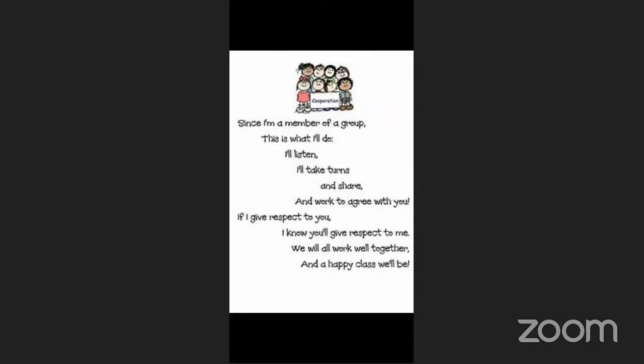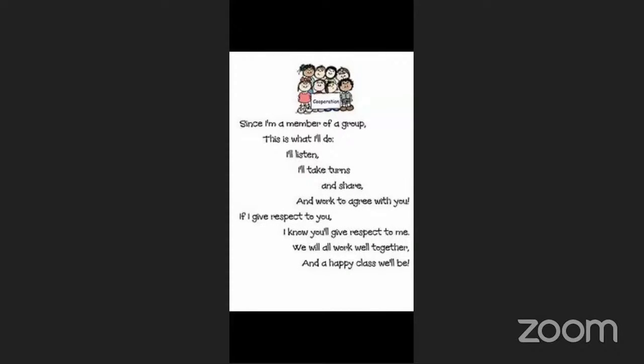And a happy class will be. So if we have these qualities, if we practice these qualities, our class will be a happy class. So when there is cooperation, you can be happy. And I selected this poem because there is a good message and also some shortened forms are used.